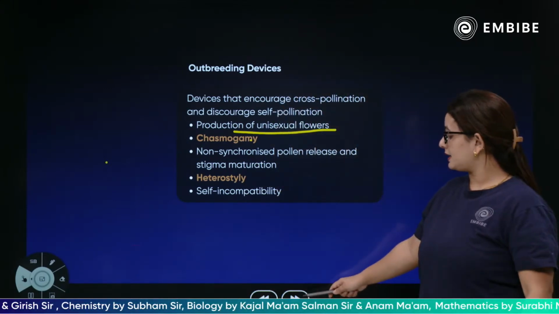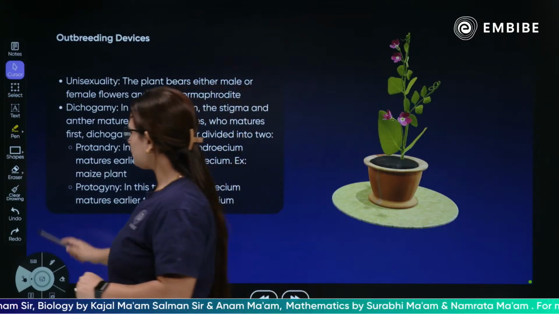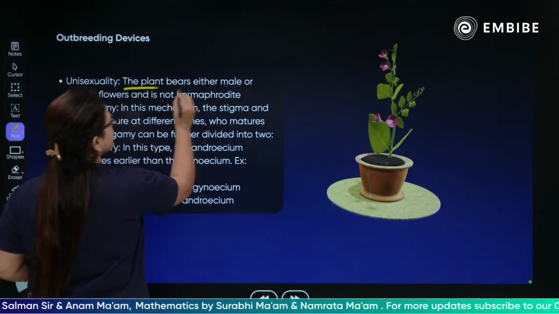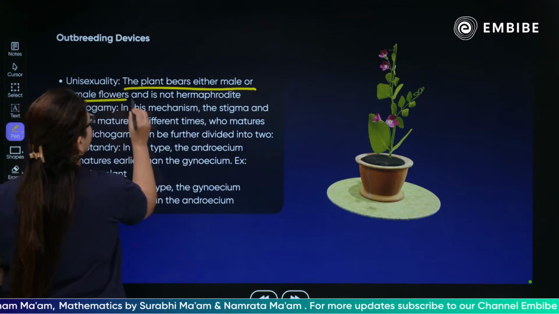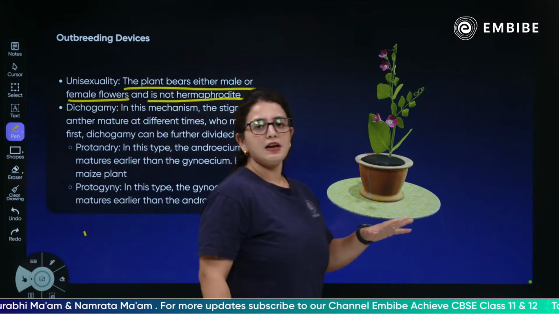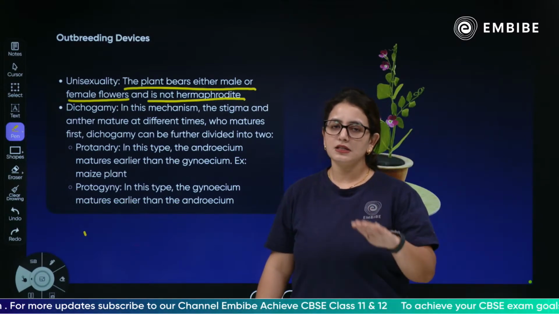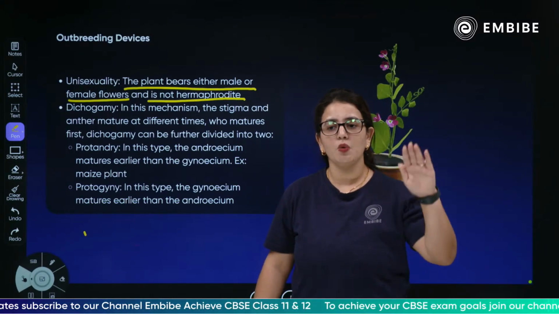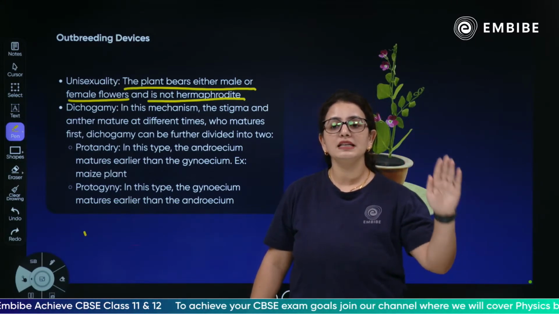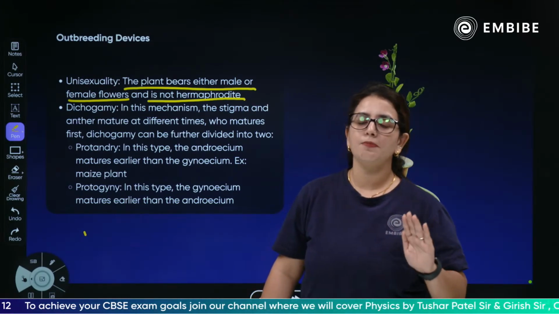Talking about the outbreeding devices, the very first thing is unisexuality, which has been discussed. What is unisexuality, children? The plant bears either male or female flowers and it is not hermaphrodite. It means either the plant will have male flowers or it will have female flowers. I told you this is the most efficient way of avoiding self-pollination, to have unisexual flowers. Yes, it is going to avoid self-pollination.